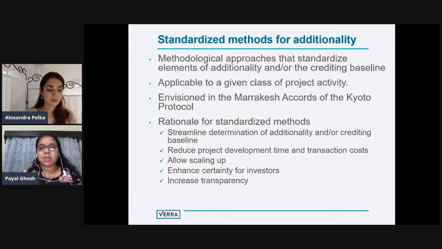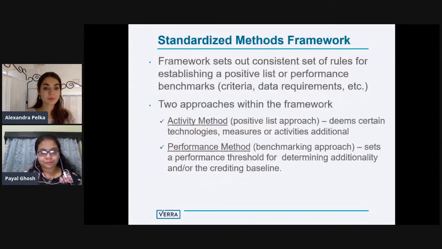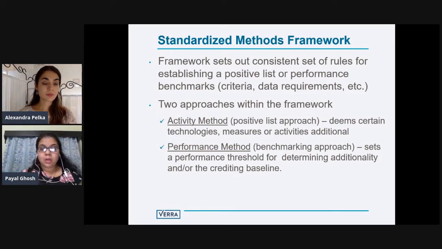So these have been envisaged in the Marrakesh Accords of the Kyoto Protocol. Now, a little bit about the framework. These standardized methods framework sets out the rules, for example, a positive list or performance benchmark. I will come to the first, the activity method. These are basically a positive list approach, which could deem certain technologies, measures, or activities as additional. And the performance method is a benchmarking approach, which means that you are setting a threshold for determining the additionality, and any plant or any project activity which is performing better than this benchmark is deemed additional.